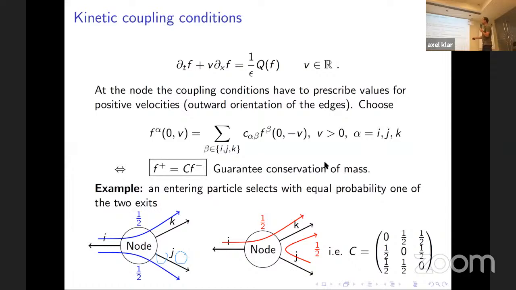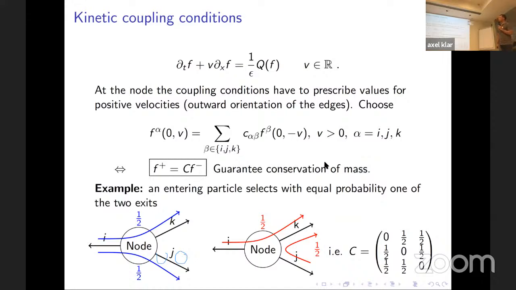Again, there's one thing you have to take care of. You have to guarantee the conservation of mass. Otherwise, your node would somehow take off particles, which you don't like. But that's easily done. It's just in this matrix C. You have basically to make sure that the rows or columns add up to 1. That's all. So this is the restriction of these conditions.